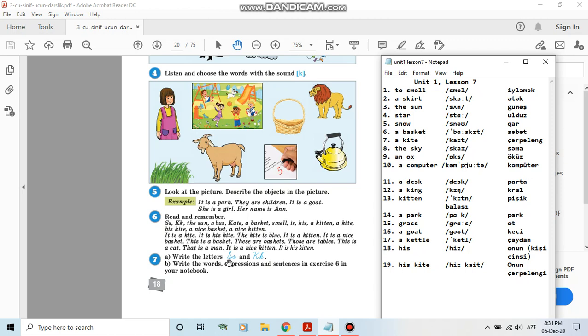Exercise number 7. Write the letters S, s and K. S və K hərflərini dəftərinizdə yazın. B. Write the words, expressions and sentences in exercise 6 in your notebook. Çalışma dəftərinizdə çalışma 6-dakı bu sözləri və cümlələri yazın.